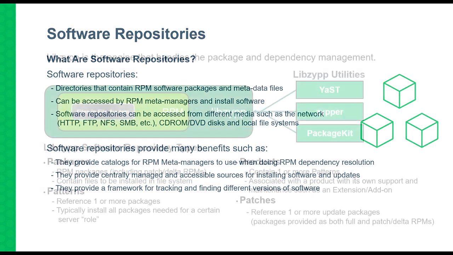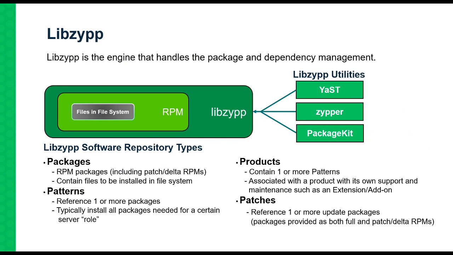Next up, let's have a look at libzip first. So libzip is the engine that enables the package and dependency management. Now we need to understand how the libzip engine works. libzip directly communicates with our package manager, or RPM manager. And in return, the RPM manager will install the files onto the file system itself and will update the RPM database at the same stage to keep track of what is installed and what is not installed.